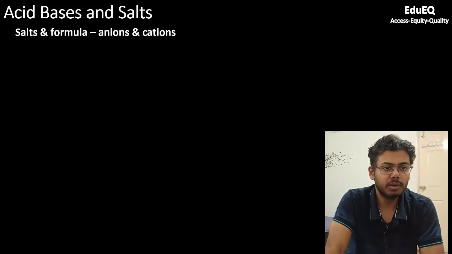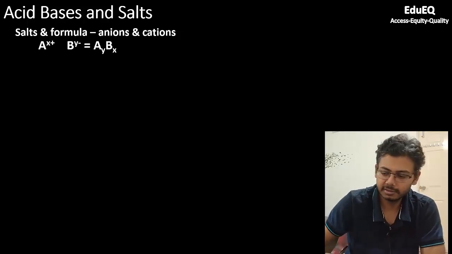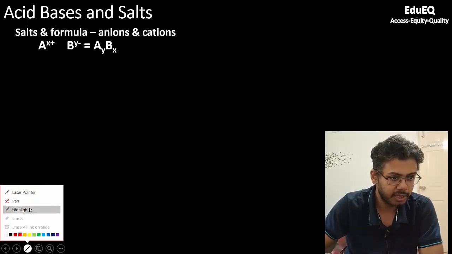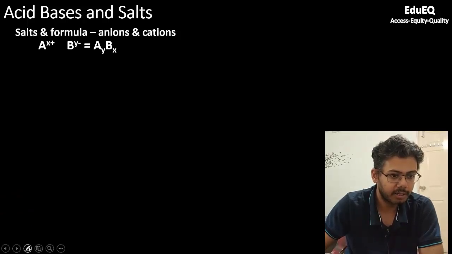Now coming to salts and formula, there are two groups of compounds I would say. The charged compounds are classified into two categories. The positively charged are called cations and the negatively charged are called anions. So let us try to see how we write the formula and what are the normal cations and anions.